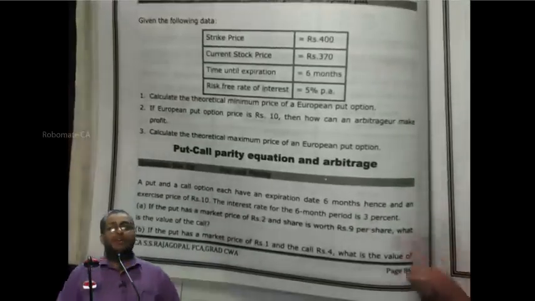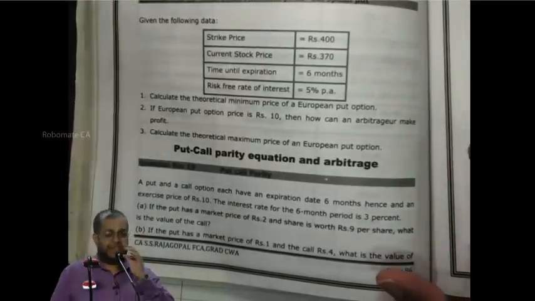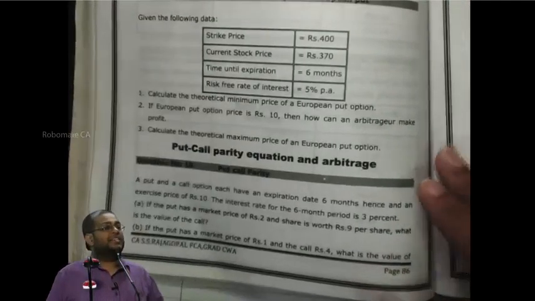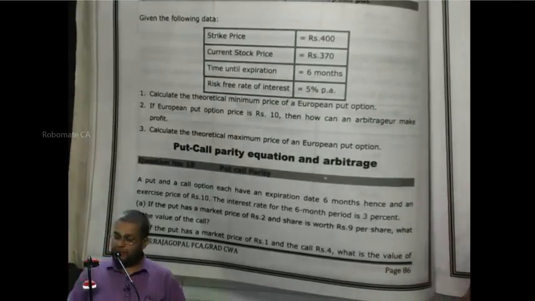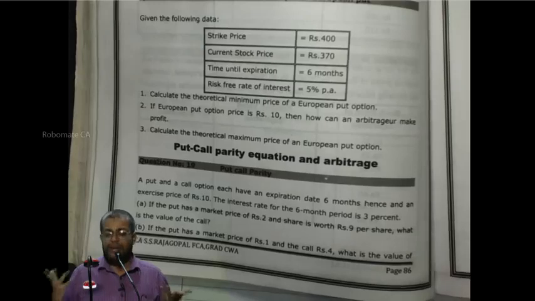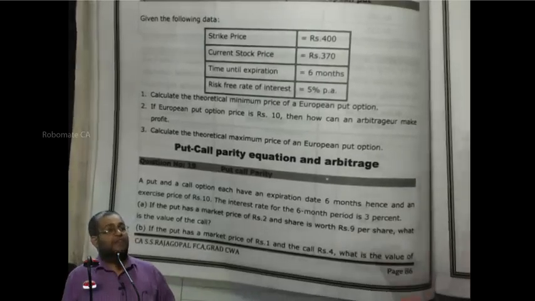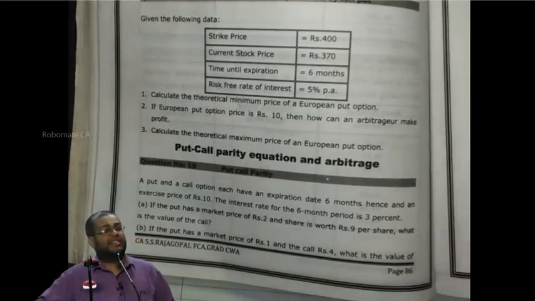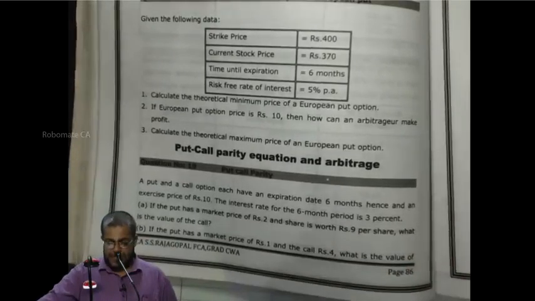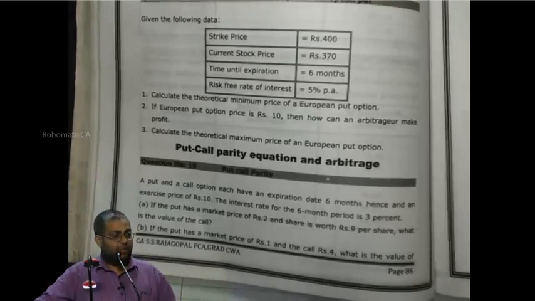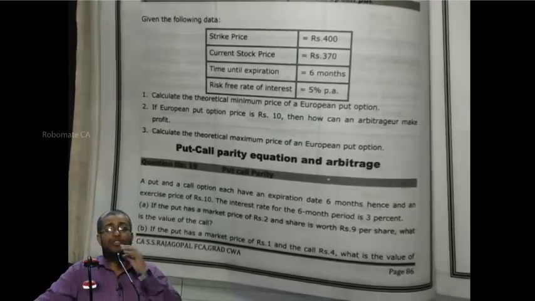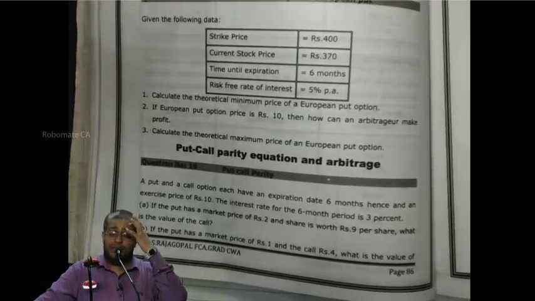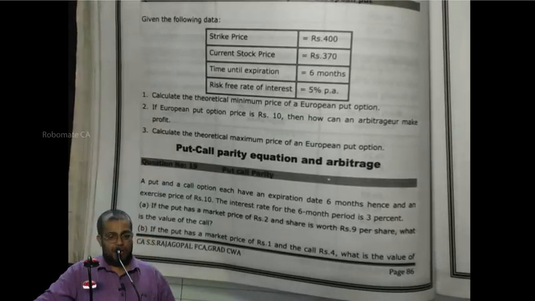Okay, now let us start answering the problem. First question is, what is the strike price of the put as well as call option? Everybody, what is the strike price? 10. First step is to find out present value of strike price. This 10 is after 6 months, so I should discount by 6 months. I should use continuous discounting.